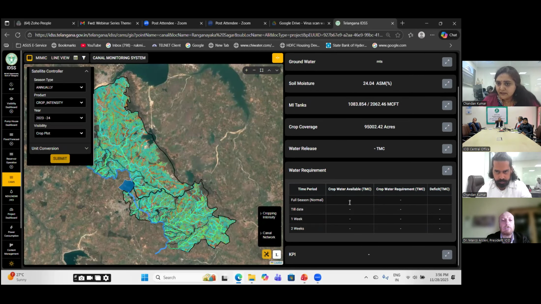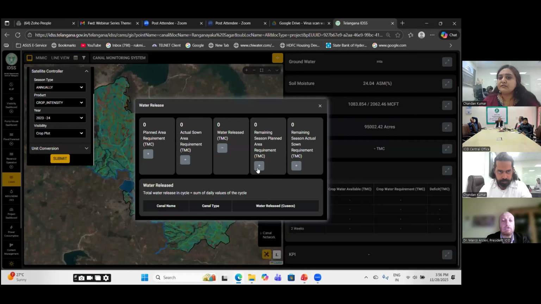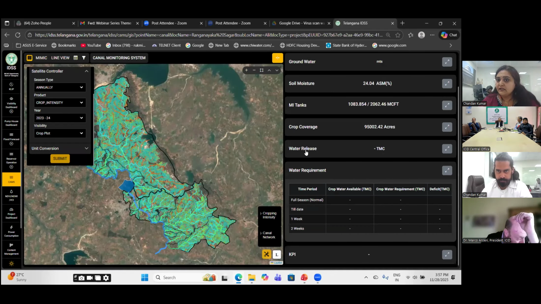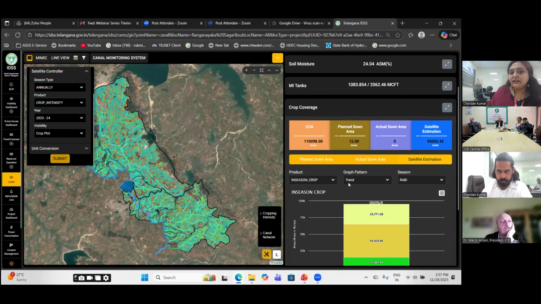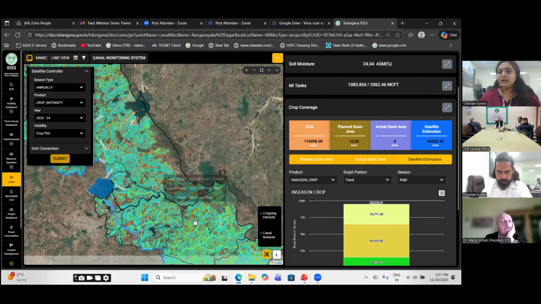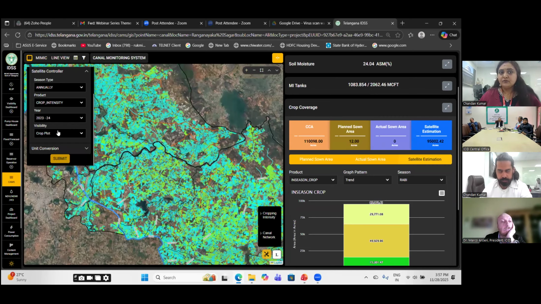Then the farmer has to input the amount of water they are going to release. Once they give that amount, we say that if you release this much water, you are still in deficit, or this much water will be required. These are the kinds of decisions being taken. Once we inform them, they can also release the water based on different cycles. This was very helpful for us in understanding their needs and whether we could meet their requirements. This is one of its kind.